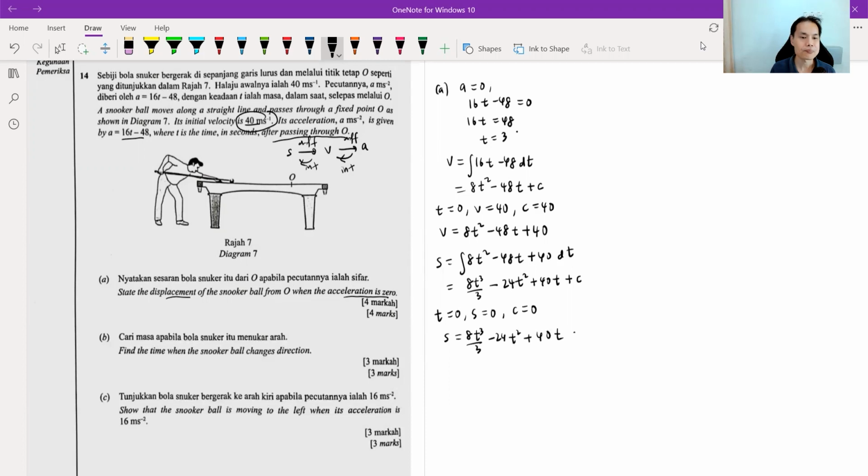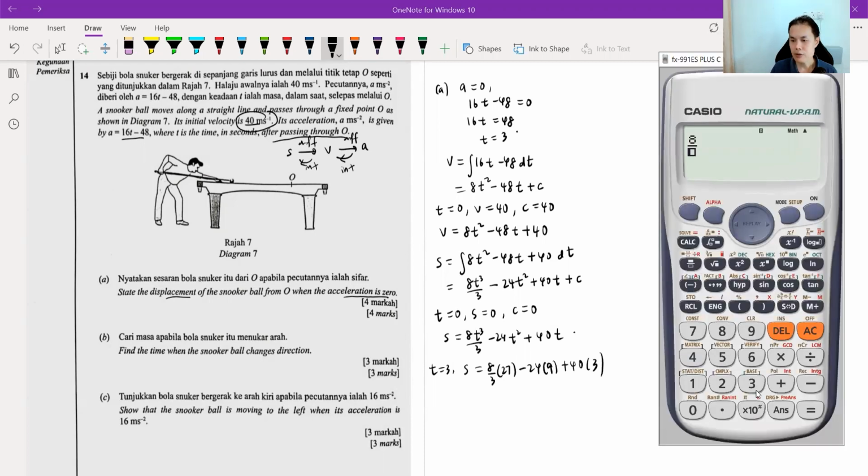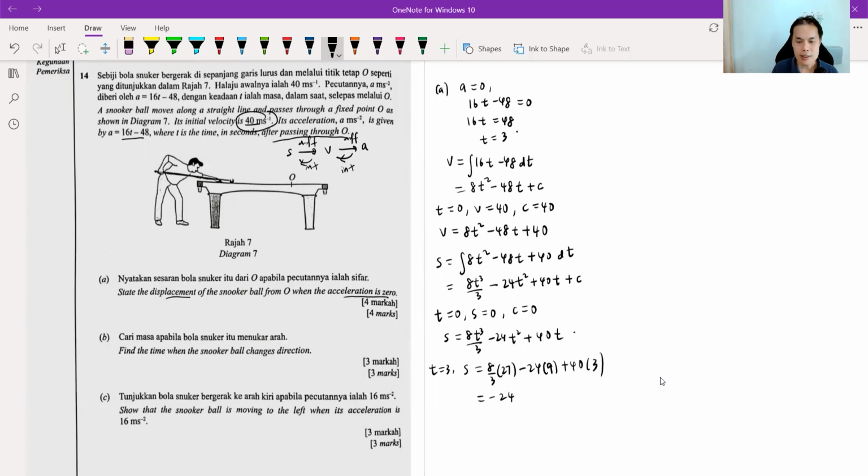I know this is very long. And now we sub in t with 3. When t is 3, s is 8 over 3 times 3 cubed, which is 27, minus 24 times t squared, 3 squared is 9, plus 40 times 3. Okay, let me use a calculator. This is 8 over 3 times 27 minus 24 times 9, and then plus 40 times 3. My answer is negative 24. Since the question says displacement, and displacement can be negative, we leave it as negative 24.